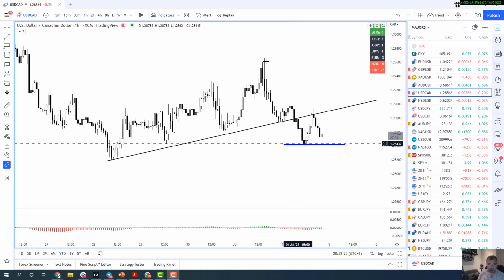We do have several targets in place, moving as low as I think 126.02 if I remember rightly, 126.12. So that's where we're looking for the market to run down to.